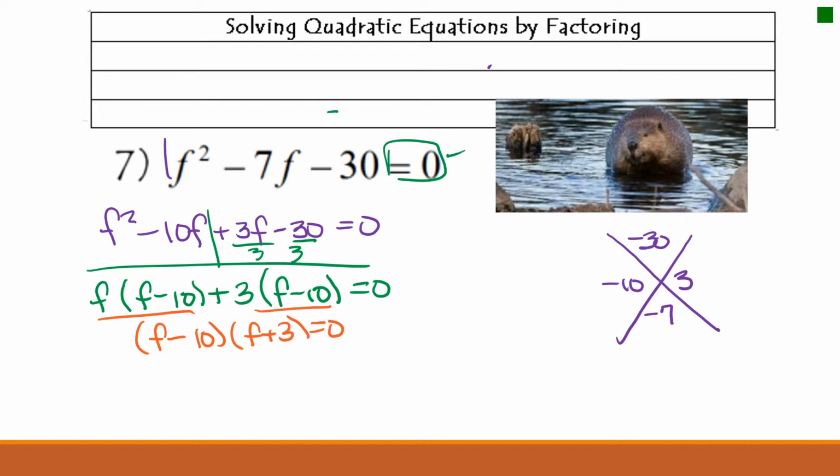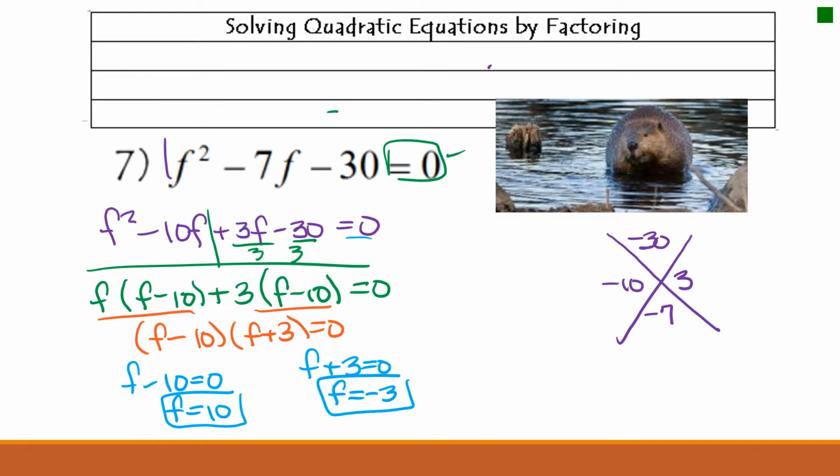All right, that is all old stuff. The only difference is I put this little equals 0 at the end. So f minus 10 equals 0, add 10, f could be 10. That is my solution. F plus 3 could be 0, subtract 3, f would be negative 3. These are my solutions. They are the values that make this true. If I put those in, that makes the left side equal the right side.